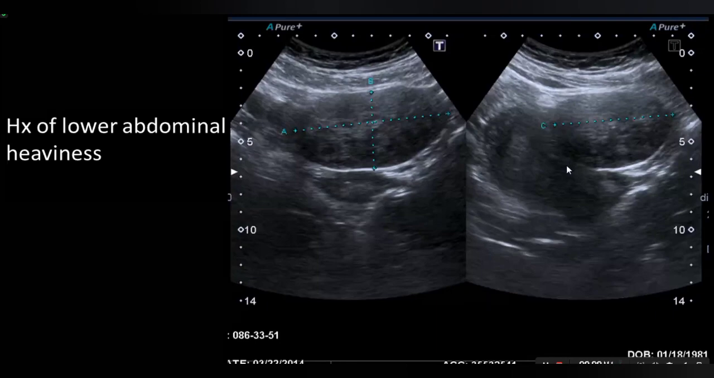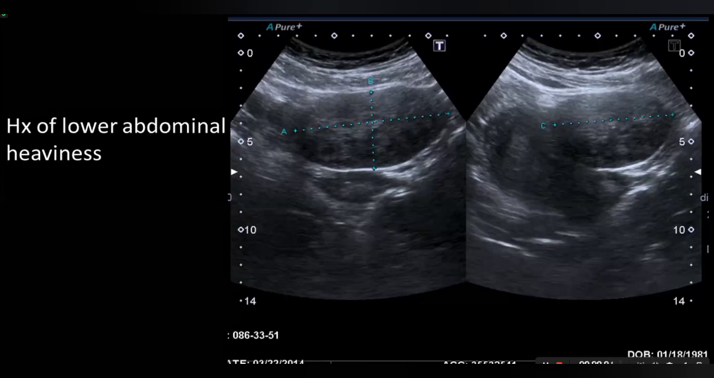So fibroids can have varied echogenicity on ultrasound. They may be hypoechoic, they may be isoechoic, and they may also be hyperechoic. Hyperechoic due to degeneration, due to calcification, etc. When there is a cystic degeneration, they may also show cystic changes within the fibroids.